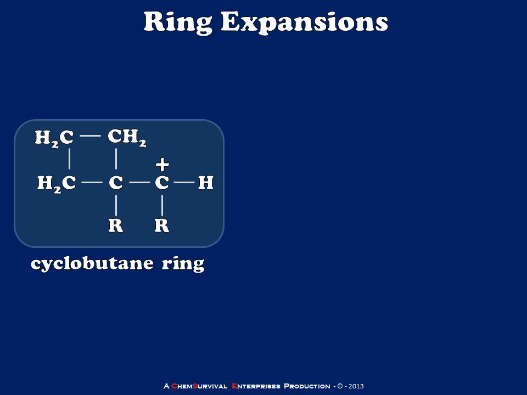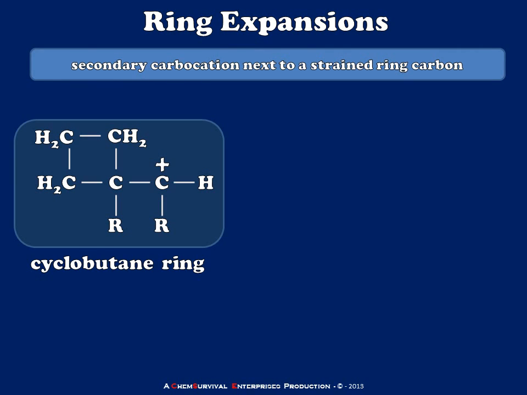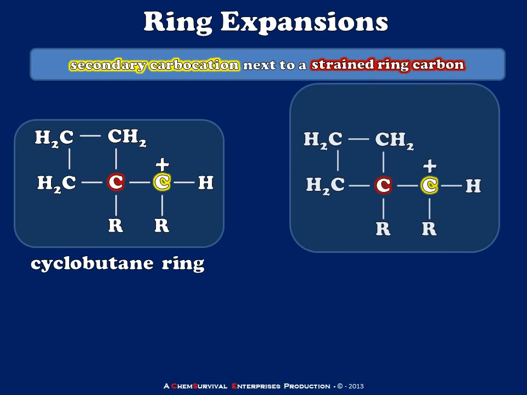Just as one last example of a carbocation rearrangement, here's a cyclobutane ring. Now in this case, the cyclobutane ring is adjacent to a secondary carbocation. And when we have a secondary carbocation next to a strained ring carbon, something very similar to an alkyl shift can occur. In truth, it really is an alkyl shift. It's just that, in this case, it's tied to a ring. So when an alkyl shift takes place here, the ring is going to expand by one carbon. Let's watch this happen.